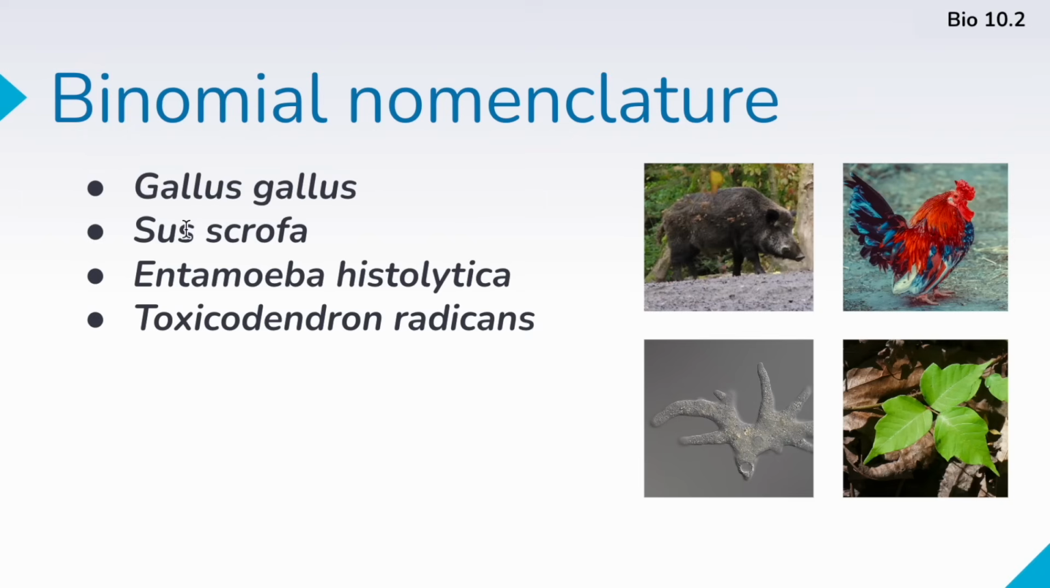So these are some of the scientific names of common organisms. Gallus gallus is the scientific name of a chicken. Sus scrofa is the wild boar. Entamoeba histolytica is the amoeba. And Toxicodendron radicans is poison ivy. And every living thing that has been discovered is assigned a scientific name in this format.